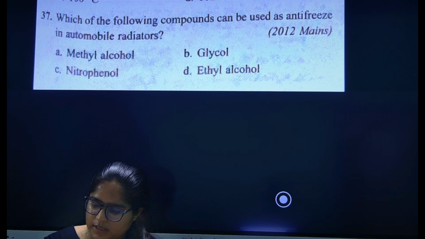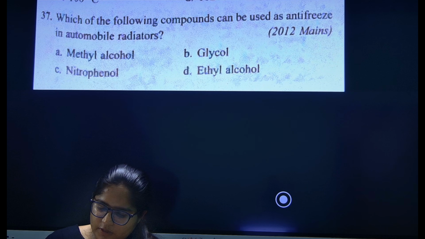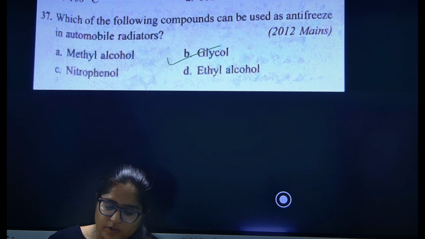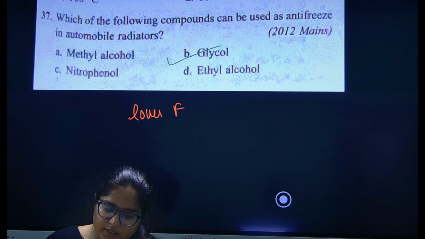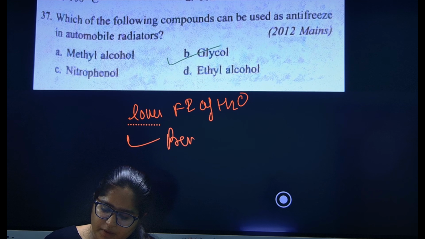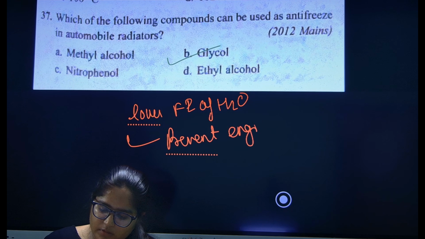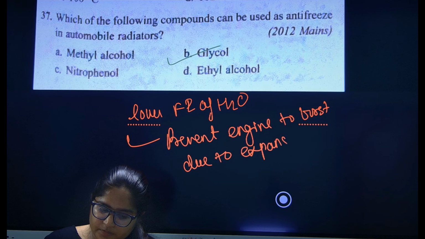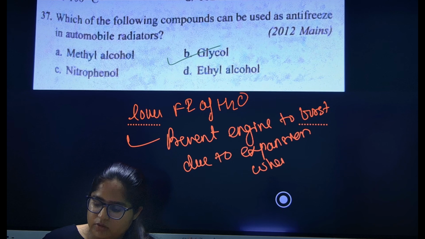Now let us see the next question. Which of the following compounds can be used as antifreeze in automobiles? I have taught you. Glycol is used as an anti-freezing agent because it lowers the freezing point of water. Therefore it prevents the engine from bursting due to expansion when water freezes. If you want, you can try.